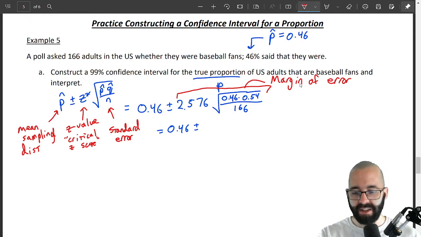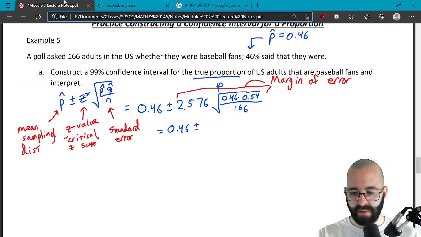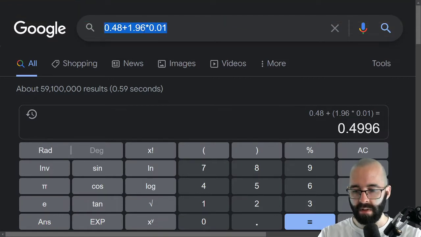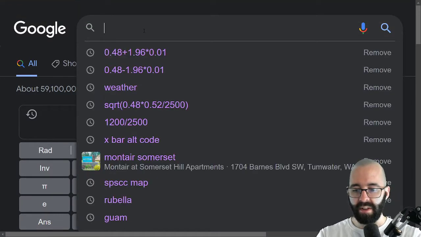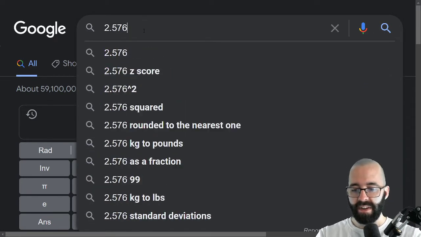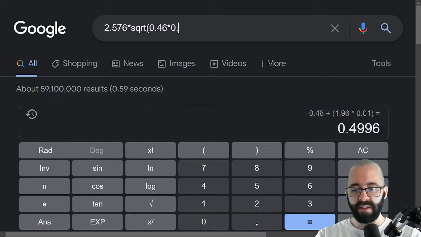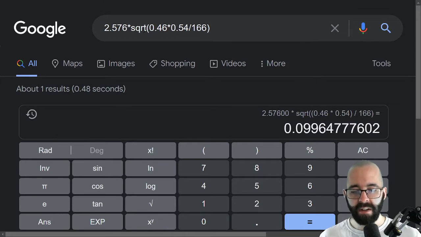Let's approximate this with a calculator. 2.576. Oops, wrong page. What was the average? 0.46. Oh, no. 2.576, that's what we want. Times the square root, 0.46 times 0.54, divided by 166. What is our margin of error? About 0.09965.